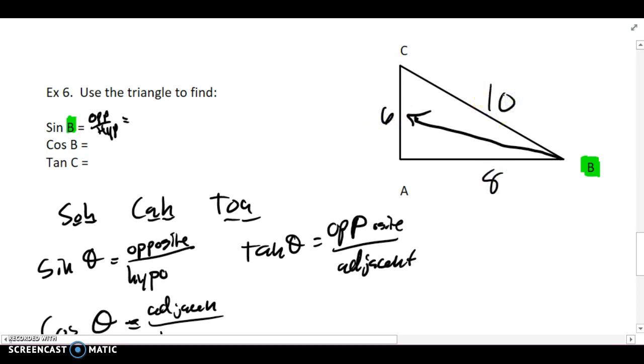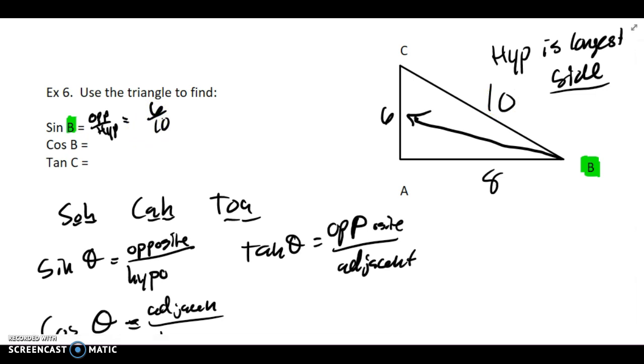All right. So the opposite of B would be 6, and then the hypotenuse is the longest side. So if you need to make a note of that, the hypotenuse is the longest side, always. So then that would be 10. Okay, and that's it. That's how you find sine B or cosine C or tangent C.